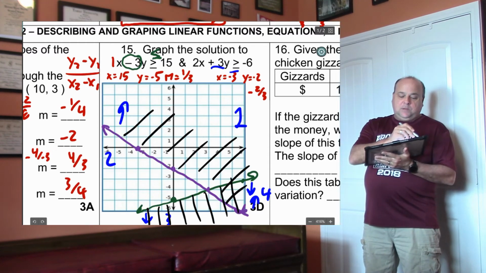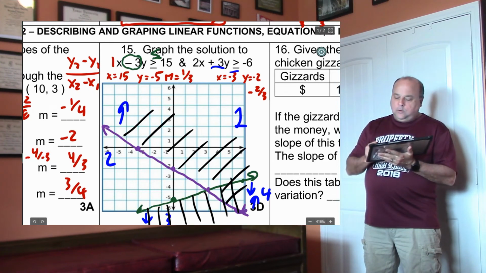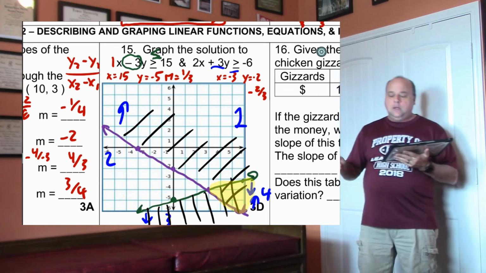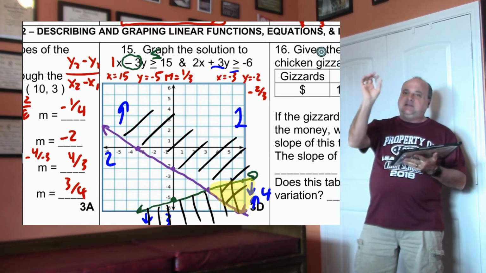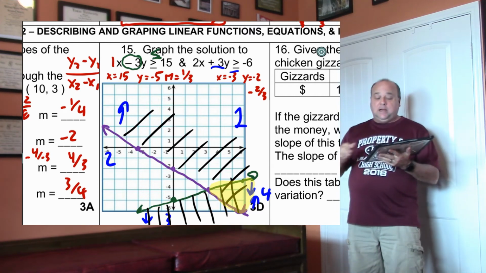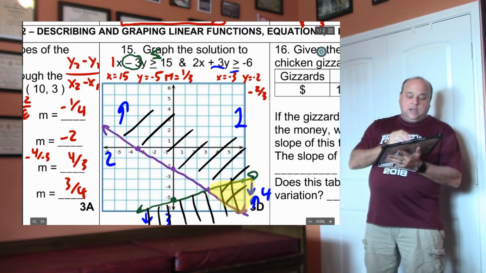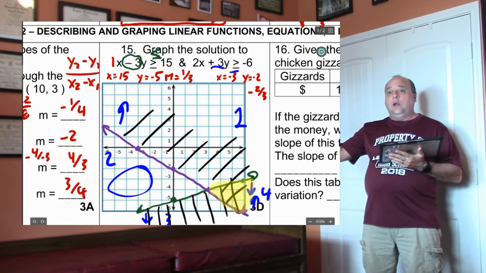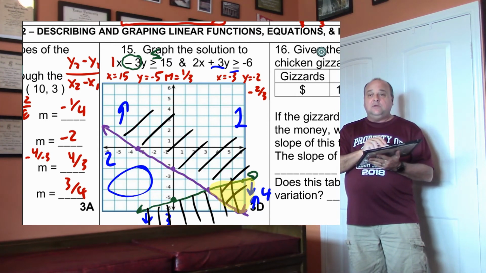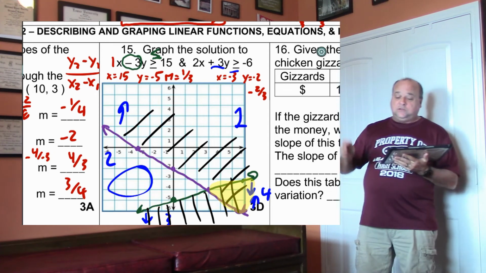So this piece right here would be double shaded, wouldn't it? Or part 4, right? All of the ordered pairs in that section would make both of the inequalities true. That's what that means. All of the ordered pairs in the other sections would make it false. So if you put any ordered pair in this section into the equations, they would both be false.